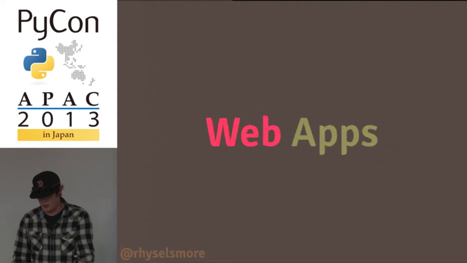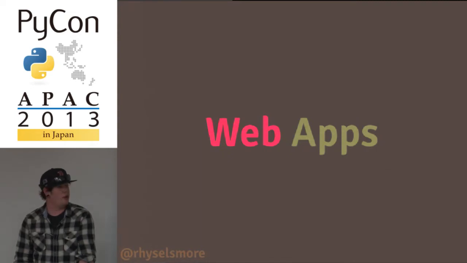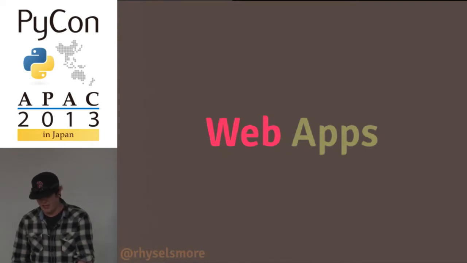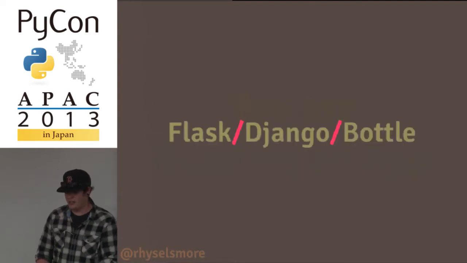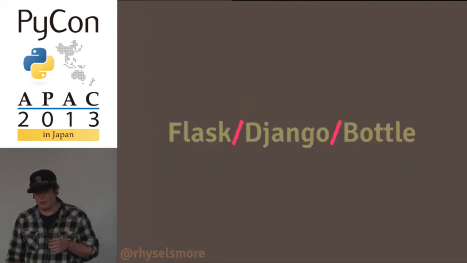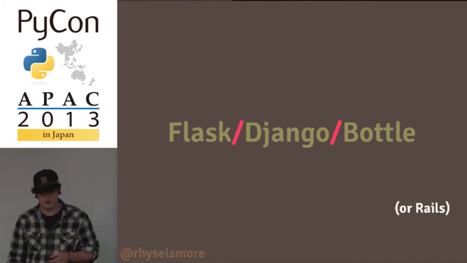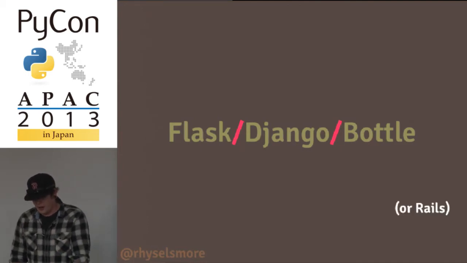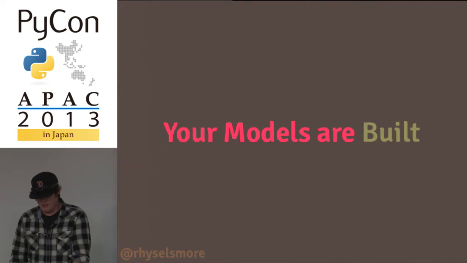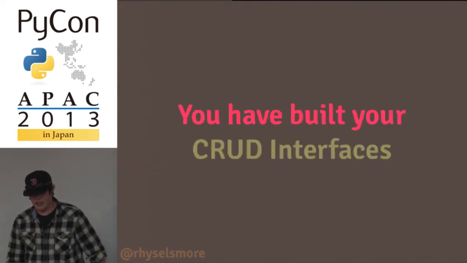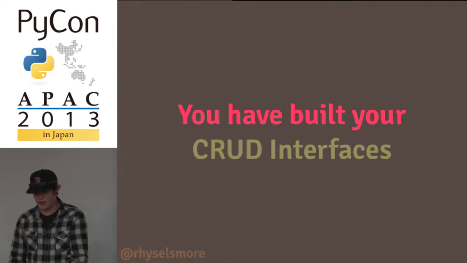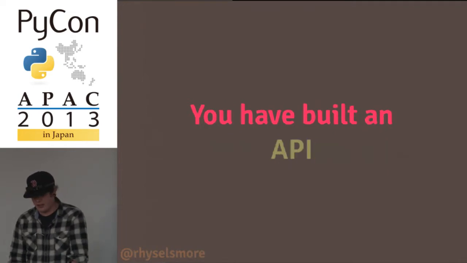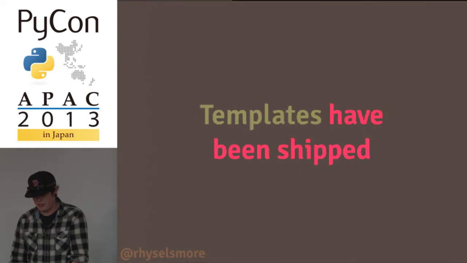So what I do is web apps. For the most part, when I'm developing at Heroku, this is what I'm talking about. So let's say you're building a web application. You choose your framework. It can be Flask, Django, Bottle, anything you really want, even Rails, if that's what you want. You've built your models, database is set, you've got your CRUD interfaces, so data can be validated, retrieved, updated, deleted. You can create new resources. You bolted an API onto the side. Templates have been shipped, nice and pretty.